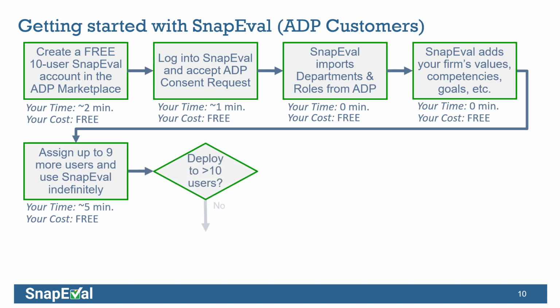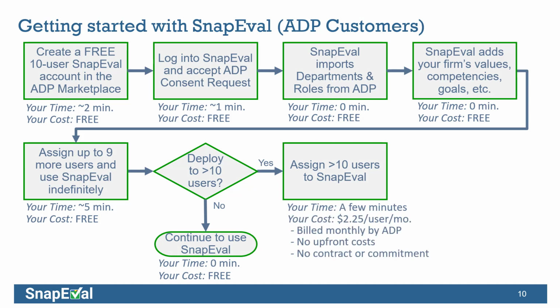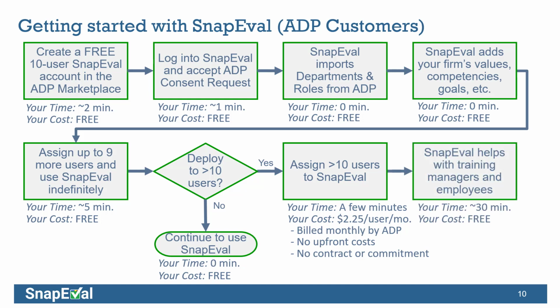It's completely free. If you decide that you want to add more users, then basically, again, you're going to go to the ADP Marketplace and either sign up for the Performance Management Edition or for the Unlimited Edition of SnapEval for your particular ADP payroll tool, and you're off and running. And again, there's no upfront cost, there's no contract or commitment, and you're going to get billed directly by ADP, either that $2.25 or $3.25 per employee per month. And of course, again, we will help with training your managers and employees via the web. So it's all pretty straightforward. This is a very easy process. We've done it hundreds of times with organizations.